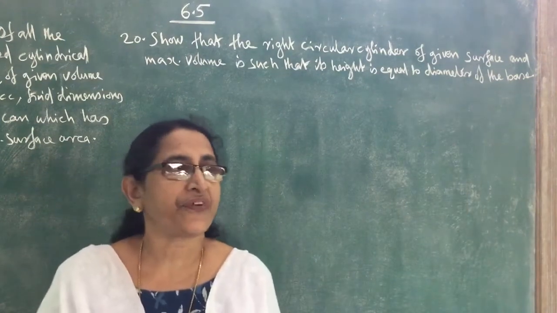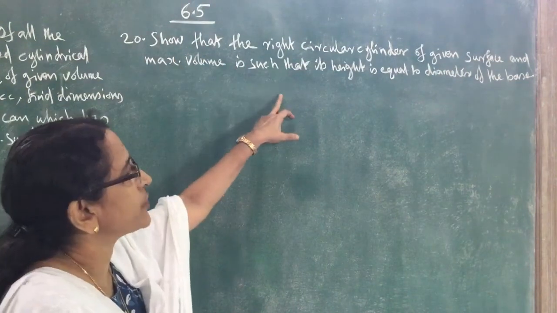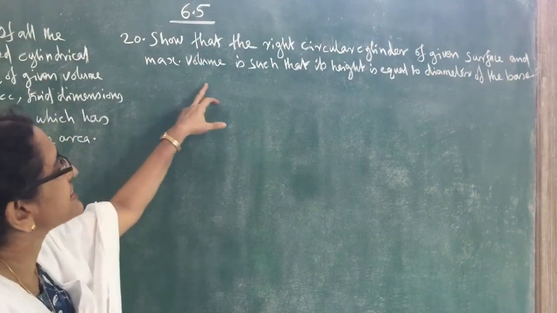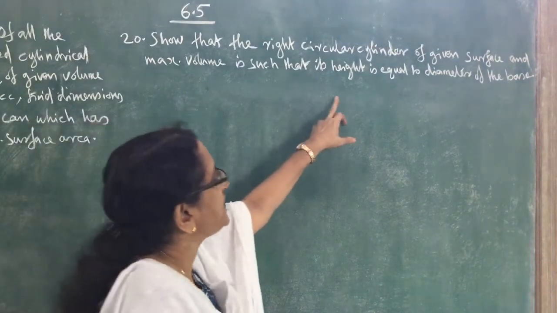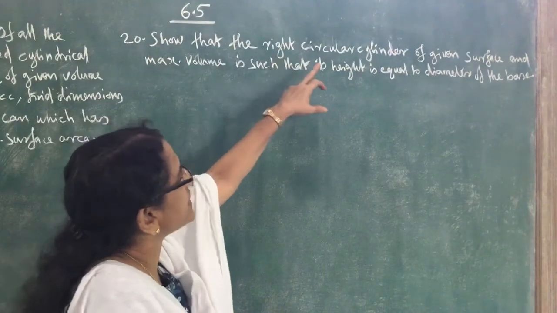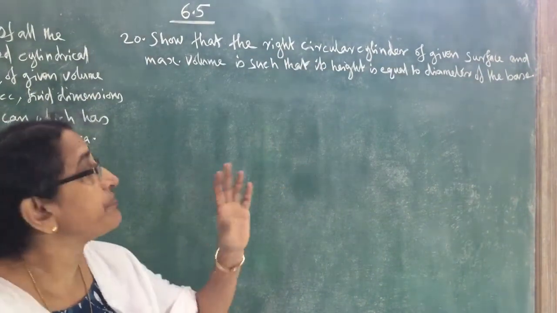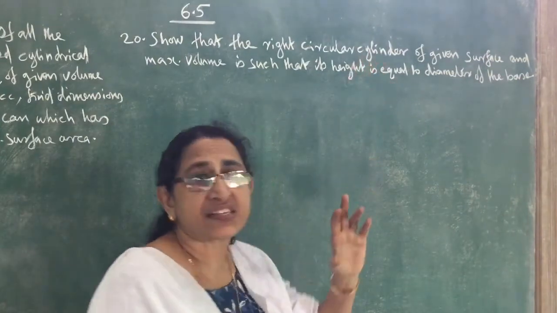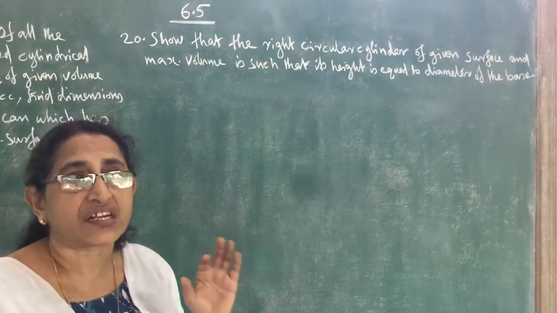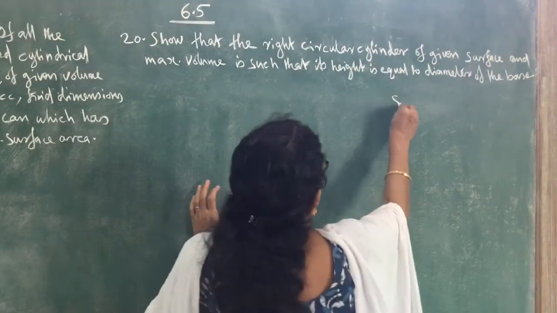Exercise 6.520. Show that the right circular cylinder of given surface and maximum volume is such that height is equal to diameter of the base. That means right circular cylinder of given surface, that means surface area. Given surface means surface area is constant. Given means that is a constant. So surface area is a constant.